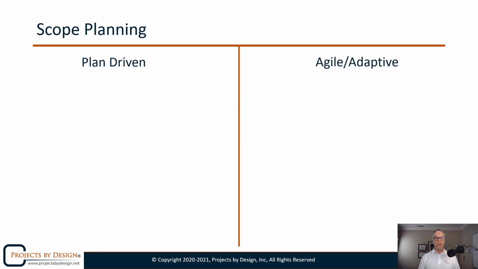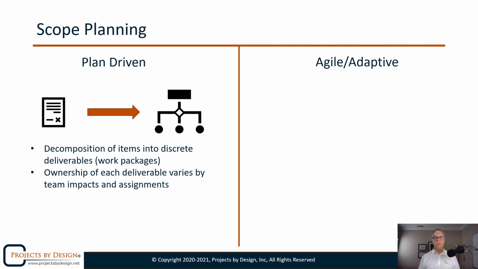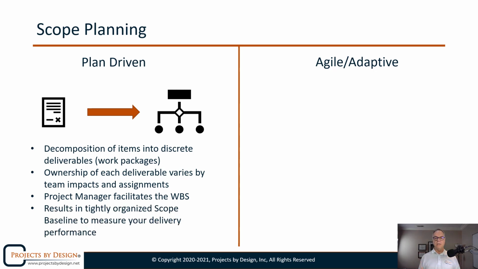So in scope planning, in a plan-driven approach, it starts with a project charter, and it leads us to what we call a work breakdown structure. The work breakdown structure is where we derive the decomposition of items into what we call work packages, which is synonymous with a deliverable. Each deliverable is owned according to assignment and by the impact of that deliverable on an organizational unit. The project manager is going to facilitate the work breakdown structure, and it will result in a scope baseline.